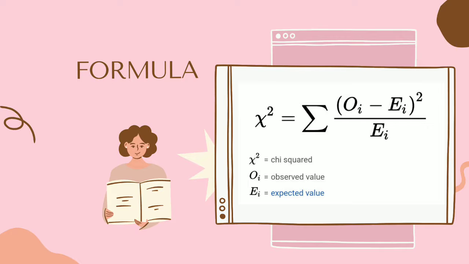So this is the formula, class. The X squared is the chi-squared, equal to the sigma symbol, which means the sum, and inside the parenthesis, we can see the observed value minus the expected value, squared. And the denominator is the expected value, which is what we divide by.